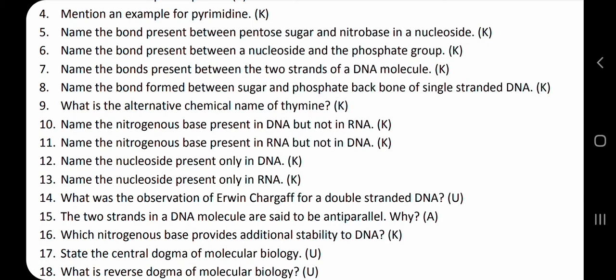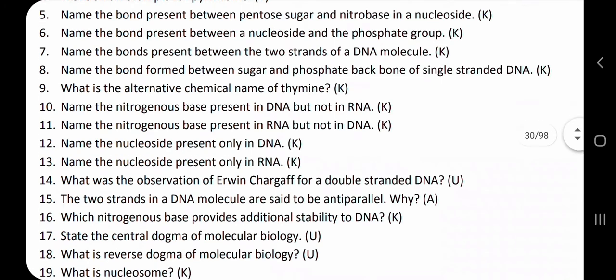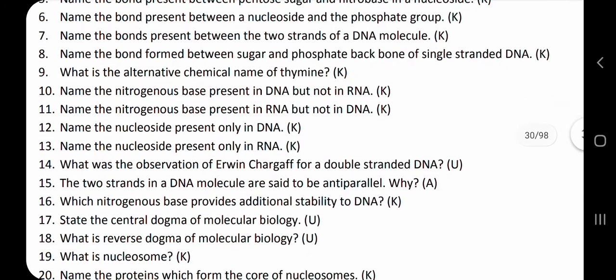11th question. Name the nitrogenous base present in RNA but not in DNA. RNA consists of two pyrimidines. What are those two pyrimidines? Those two pyrimidines are cytosine and uracil. So here uracil is present only in RNA. It will not be present in the DNA.